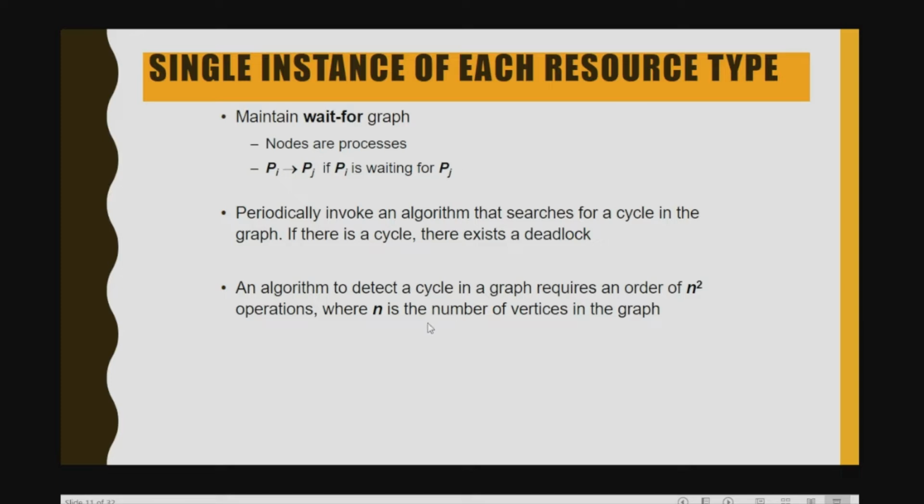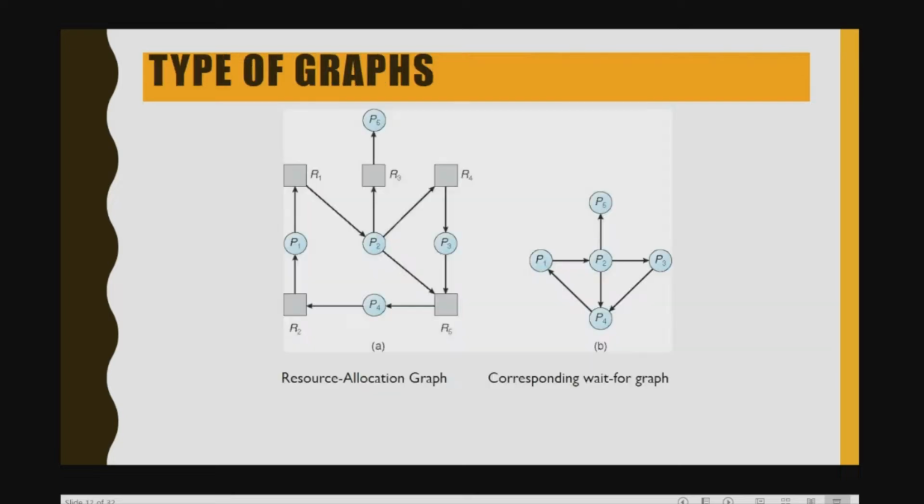An algorithm to detect a cycle in a graph requires an order of n squared operations, where n refers to the number of vertices in the graph. So we have two types of graph. This one is from the previous video: we already looked at the resource allocation graph, where we have the resources and we have the processes. A square here without small squares means we can assume that the resource only has one instance. Otherwise, it will draw multiple instances inside the resource.